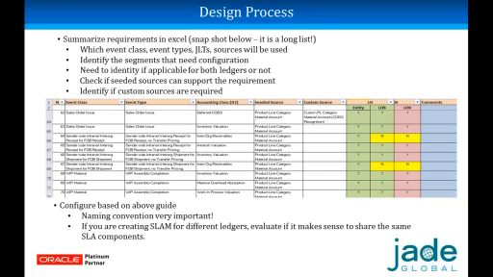SLA comes with seeded sources, and product line accounting is one of them. We also identified which requirements would require a custom source, which I will discuss in detail later. Based on the above guide, we came up with a naming convention. This is very, very important. Please note that if you are creating Subledger accounting methods for different ledgers, as in our case study, evaluate if it makes sense to share the same SLA component.